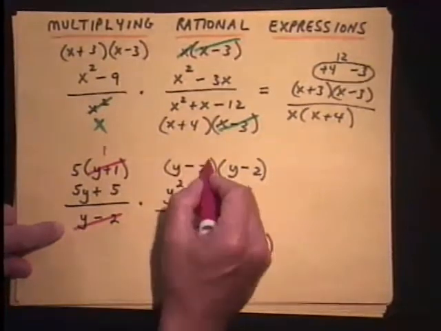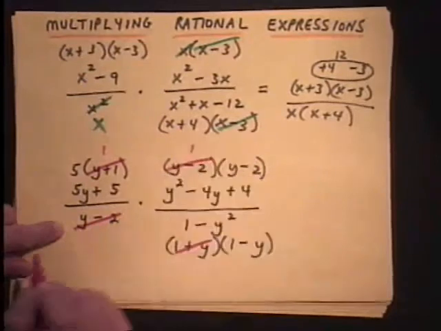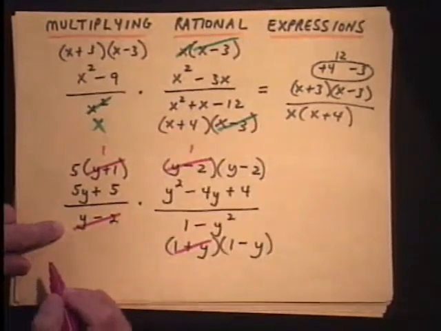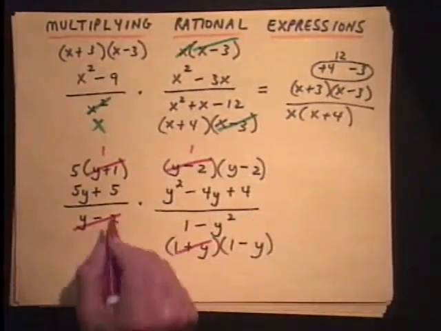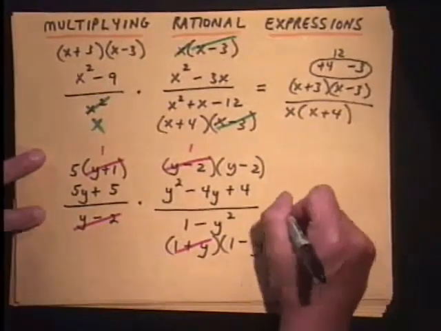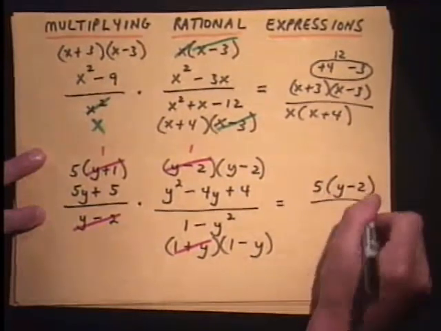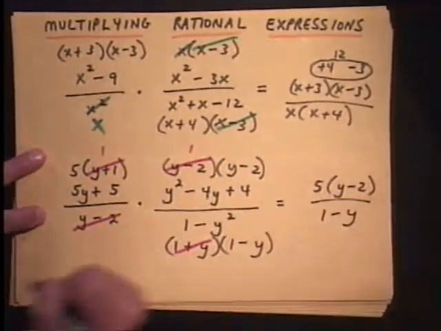We can cancel with one of the y minus 2's in the top and put the same thing. Cancels or reduces to 1. And is there anything else we can cancel or reduce in the problem in the top or bottom? I see nothing else, so we'll go ahead and write that answer then of 5 times y minus 2 over what's left in the bottom, which is 1 minus y.